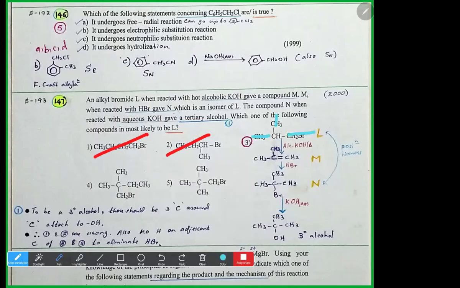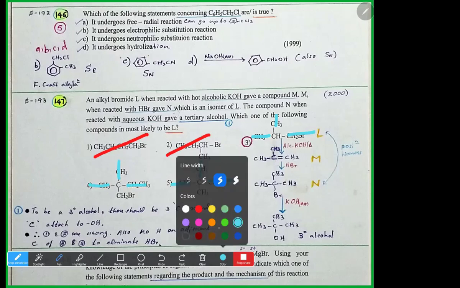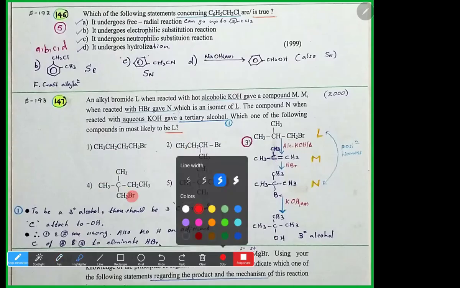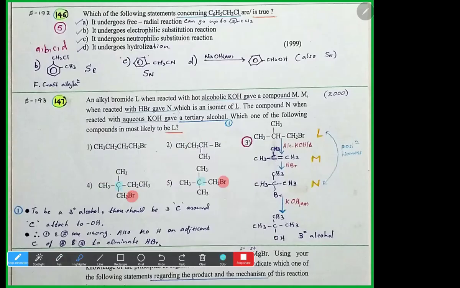1, 2, 3, and 1, 2, 3. But we cannot go with the 4th and 5th one because to remove this bromine, this is the next carbon. This blue one is the next carbon. But the blue carbon doesn't have hydrogen to make the double bond. So that's impossible. So the only possibility is number 3.